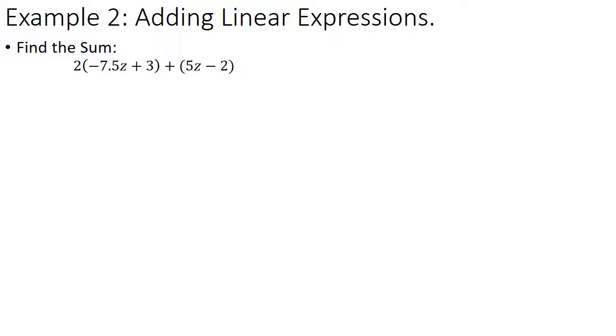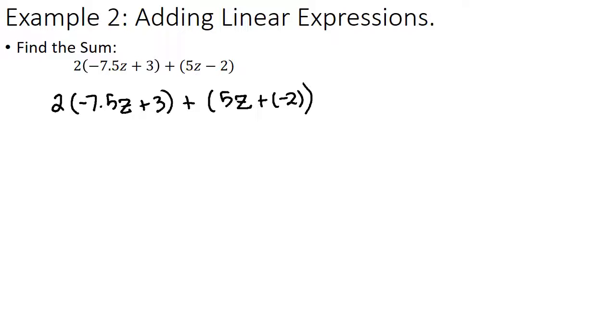As I look at this linear expression here, I again can rewrite this using addition. So I have 2 times negative 7.5z plus 3, plus 5z plus negative 2. Okay, this is as simplified as it gets, and I'm only using addition, so I can drop out those outside parentheses, so that becomes 5z plus negative 2.